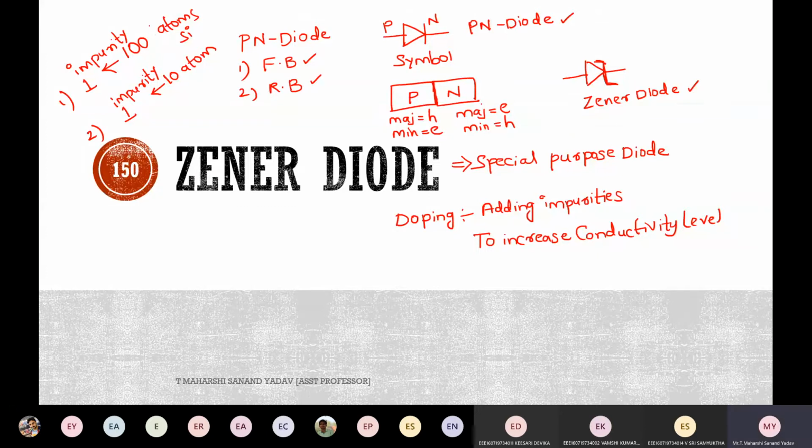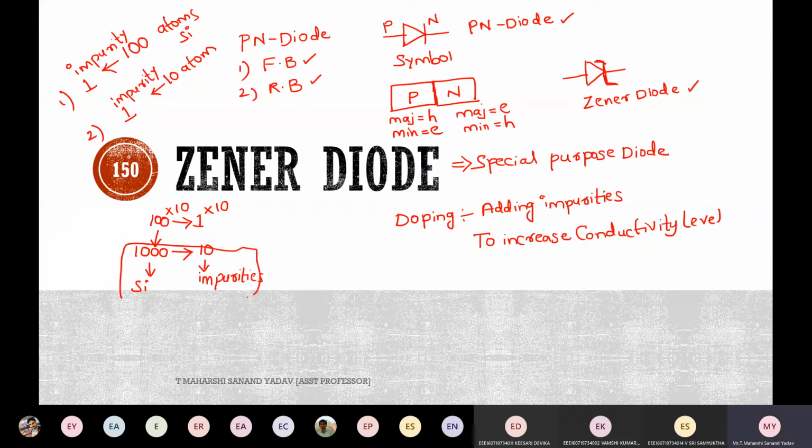See, suppose you consider only 100 atoms, for every 100 atoms, I am adding one impurity. Suppose I want to add impurities for 1000 atoms. How many impurities should I add? Simply multiply it by 10. So 100 into 10 is 1000, right? Similarly, 1 into 10 is 10. So 10 impurities should be added for every 1000 silicon or germanium atoms.